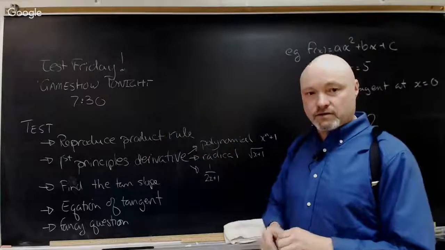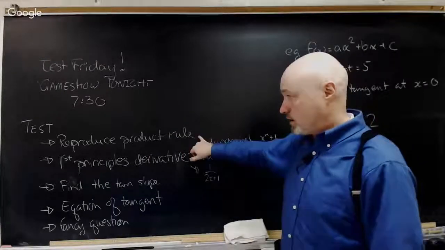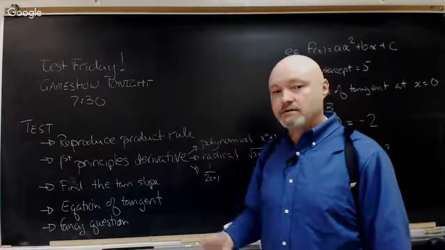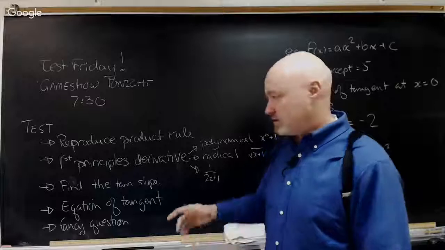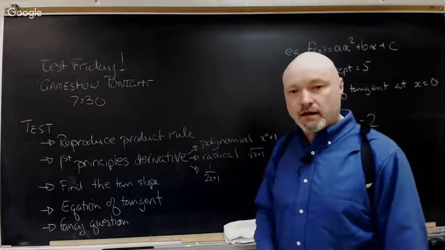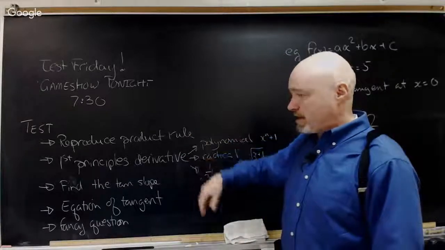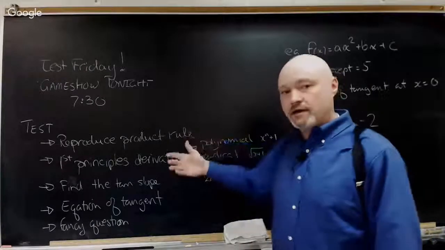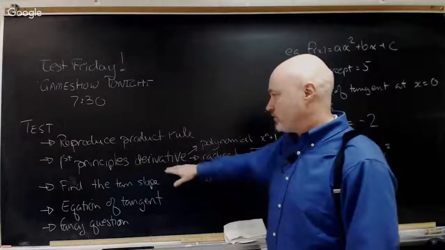Here is your test and what you need to do. So you need to reproduce the product rule. You have to use the limits and the properties of the limits to reproduce the product rule. It's kind of dumb in one way, but I think it's good in another, just for you to learn how those proofs work. So reproduce the product rule.